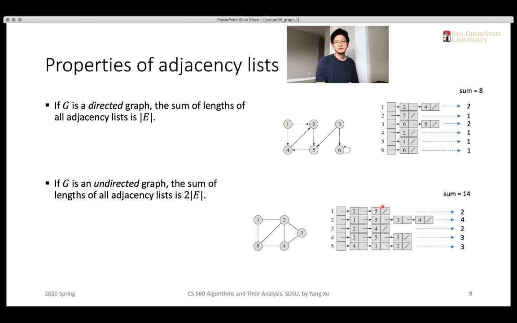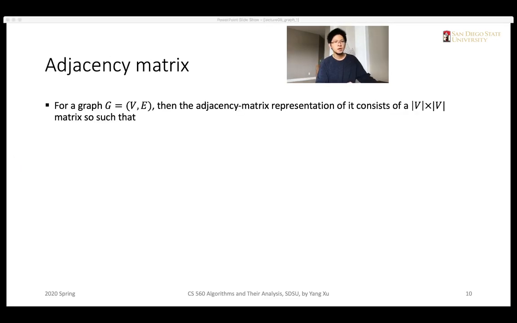Okay, so that's it for the adjacency list representation. For the second method, the adjacency matrix, we will need to use a V by V matrix. Within this matrix, the element at the ith row and the jth column is 1 if the edge from vertex i to vertex j exists in the set of edges. Otherwise, this element is 0.